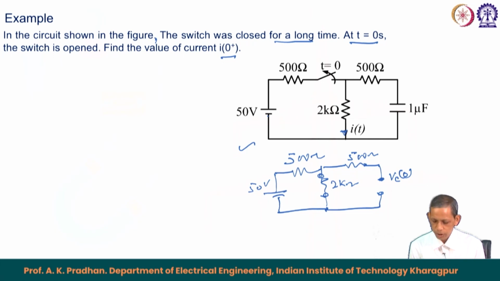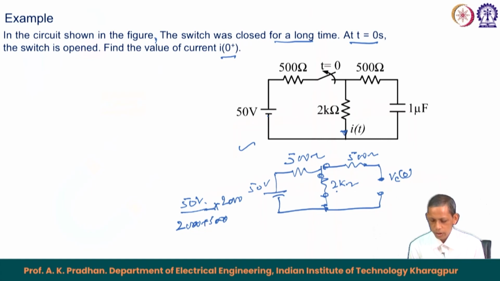So, the V C 0 will be nothing but 50 volt, which will be the corresponding circulating current here. This will be divided by 2000 ohm plus 500, multiplied by the corresponding 2000. So, this will be the corresponding V C 0 voltage across the 2 kilo ohm. So, that is about the V C 0.